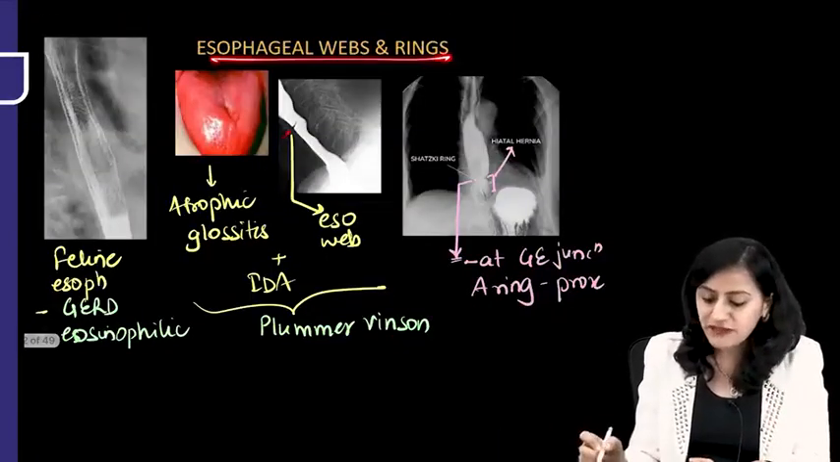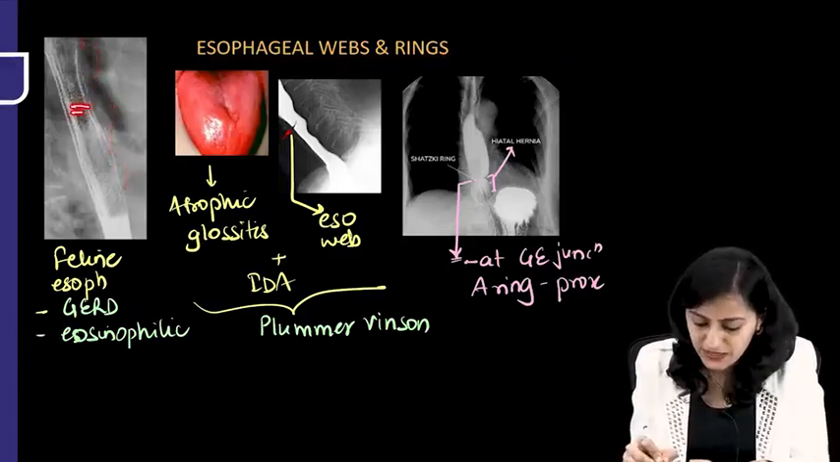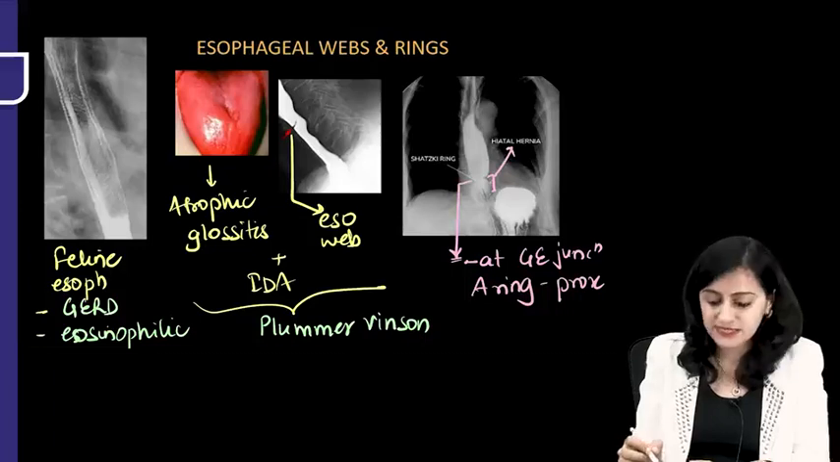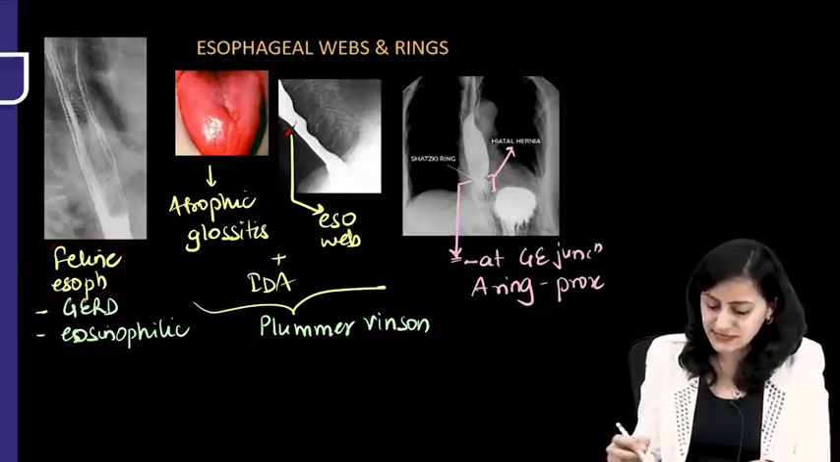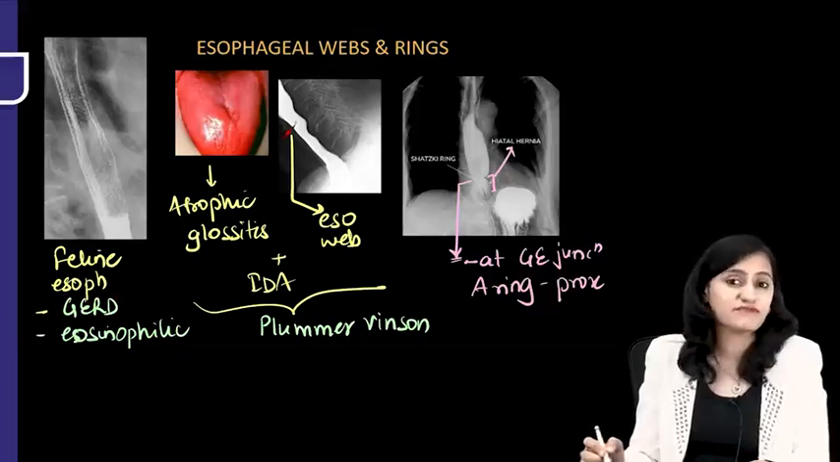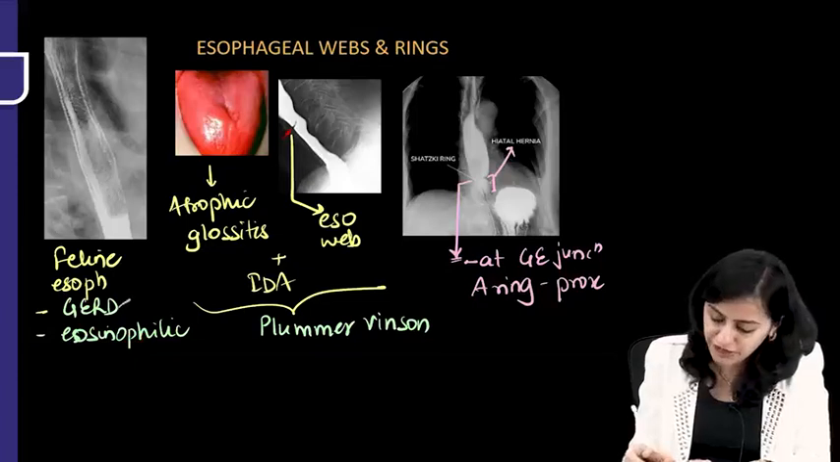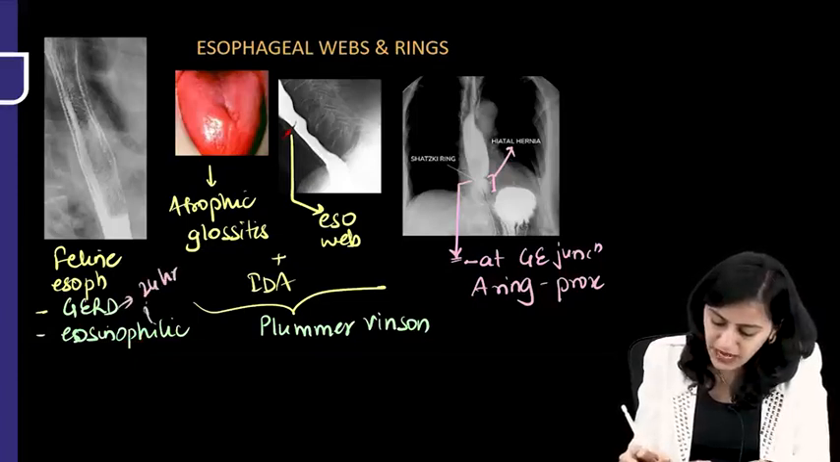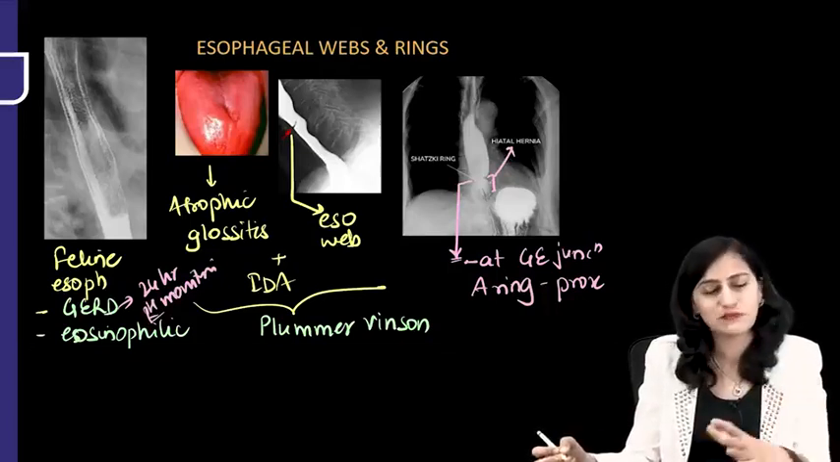Now, esophageal webs and rings. Look at this esophagus, where you see the prominent transverse folds. This is called feline esophagus, because the cat's esophagus is like this, and it is seen with reflux and eosinophilic esophagitis. For reflux, we do 24-hour pH monitoring. Remember, pH is basically for acid-alkali, so for acid reflux, we do the pH monitoring.